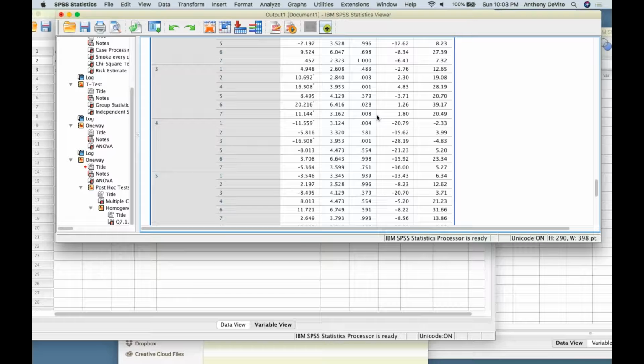Okay, so analysis of variance, you're comparing the means of more than 2 groups. T-test, you're comparing the means of 2 groups. Chi-square and odds ratio, you're looking for an association between categorical variables. And correlation and regression, you're looking for an association between 2 numerical variables.